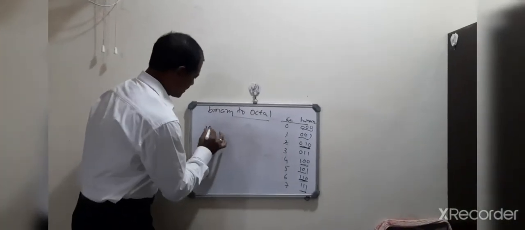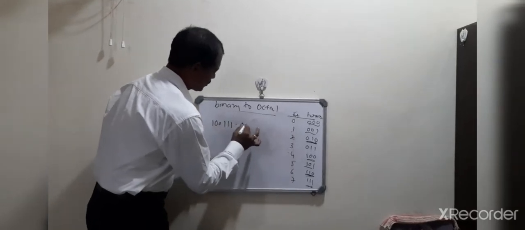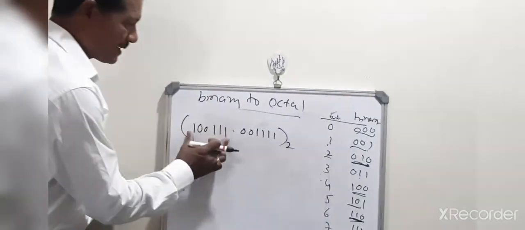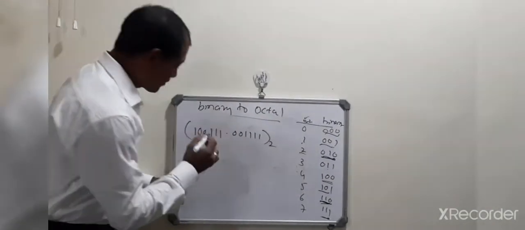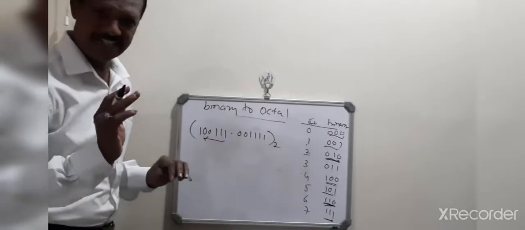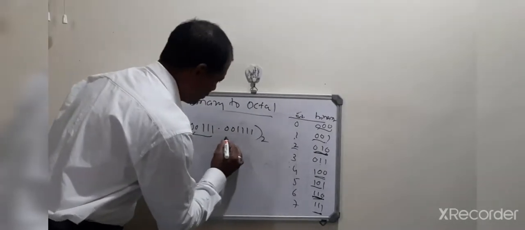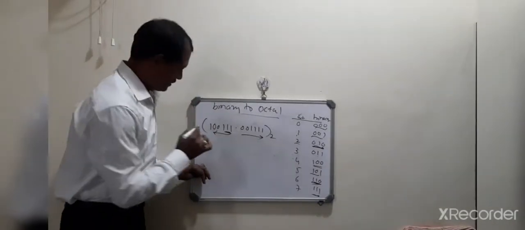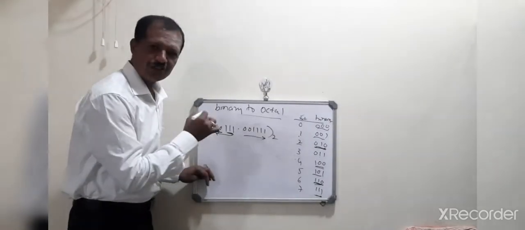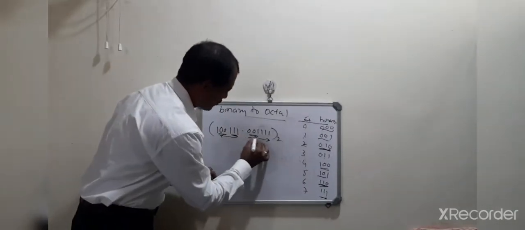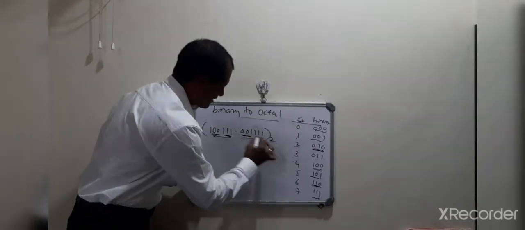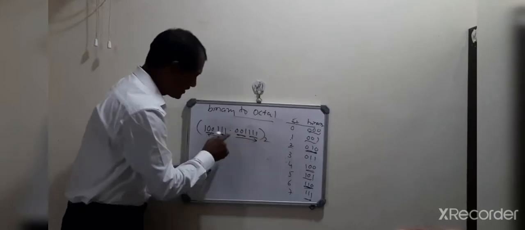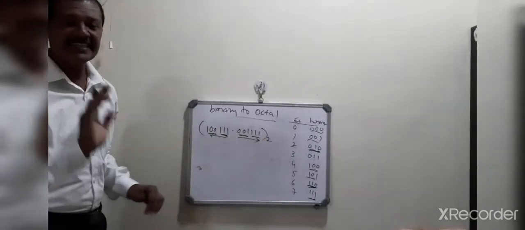Take for example 10011.001111. So here we have an integer part and a fraction part. You can take from right to left for the integer, and for the fraction left to right. Make groups of 3 bits. So this is 111, this is 100. Here we are going to get 2 groups. Here you can take 001 as the first group, 111 as the second group. From the fraction part you take from left to right. For the integer part, take right to left. Write the equivalent octal number.